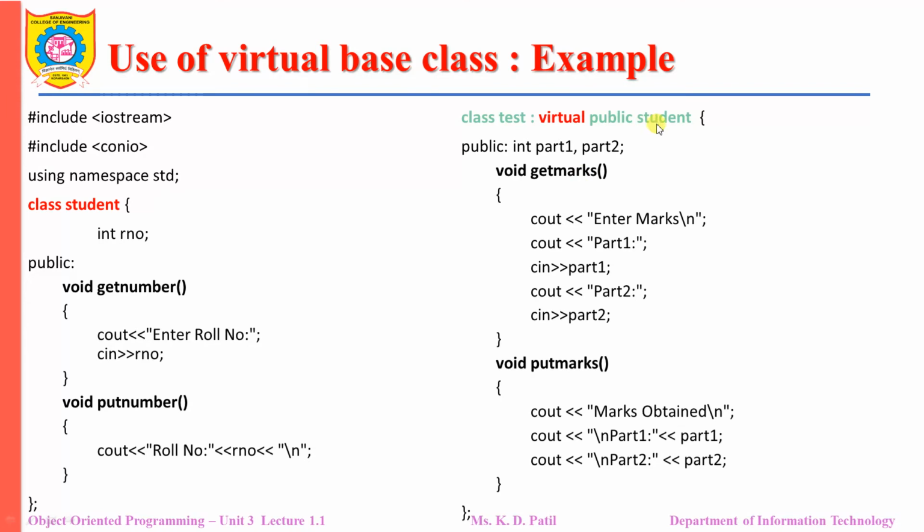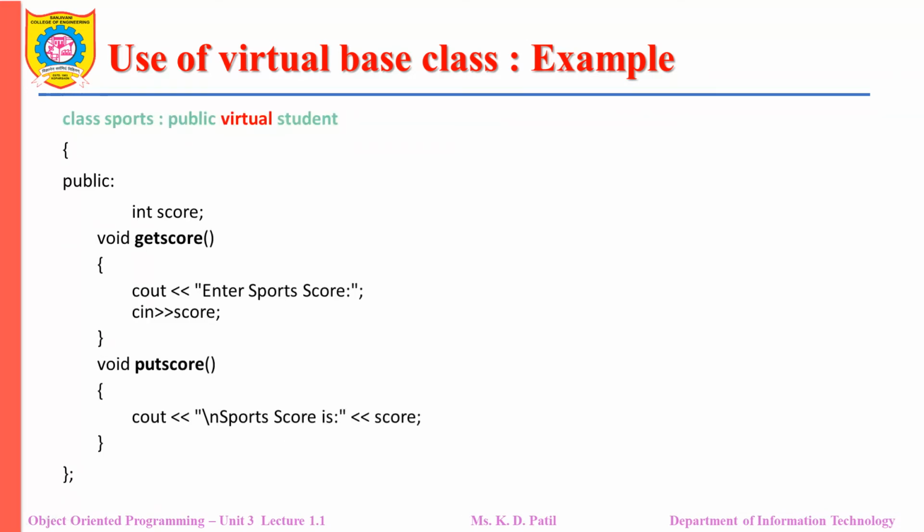So this test class has two functions, get marks and put marks. This test class is going to accept the marks of part 1 and part 2 from the user, and those marks will be displayed on the screen using the put marks function. Now we have one more class, the sports class, which is a derived class of the ancestor, that is the student class. So here also this student class is made virtual, so that only one copy will be given to the result class. Okay, and this sports class is getting the sports score from the user and displaying the sports score.